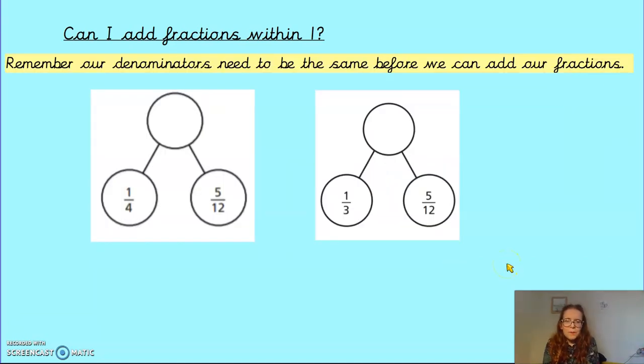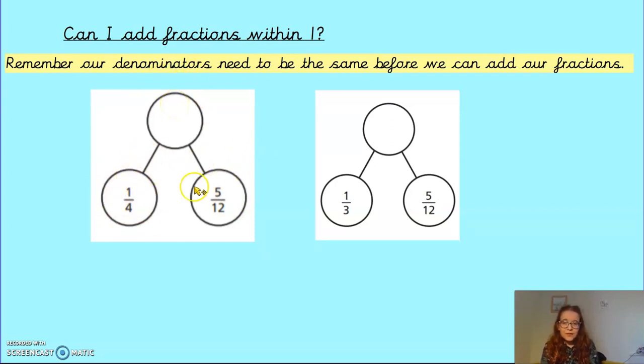Okay, here are some part-whole models for you to have a look at. What do we need to remember about our denominator? I'm going to keep reminding you today, guys. It must be the same. So let's have a look at this one. We've got 5/12 and 1/4. Altogether, what is that going to be?